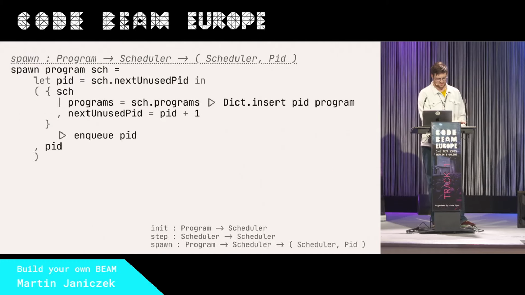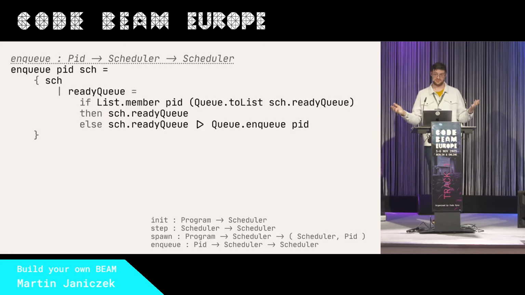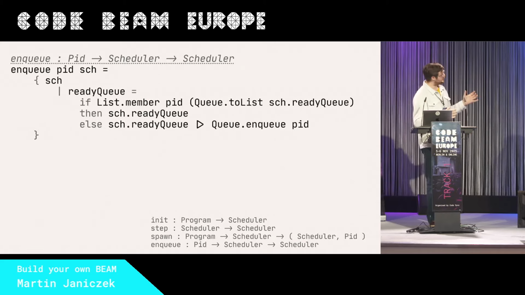And so the spawn function that I have used in the init function, it basically does this little bit of boilerplate where it finds out what PID is not used, and it uses it for the new program. It inserts it into the list of programs, it increments it, and then enqueues the program, right? So that it can actually run. And enqueuing means just put it into the queue, put it into the data structure. And here we have a little bit of optimization where we only put it in there if it's not already in there.